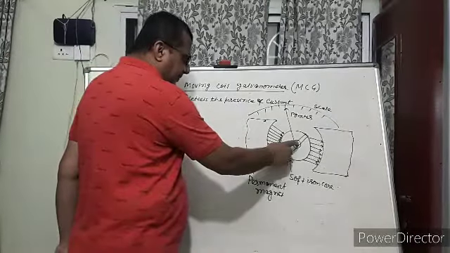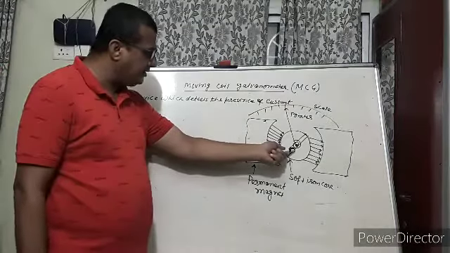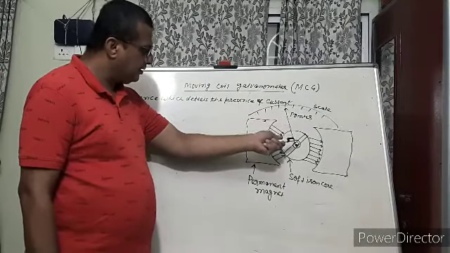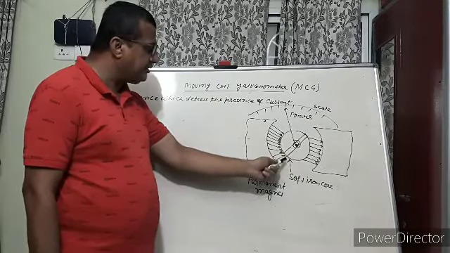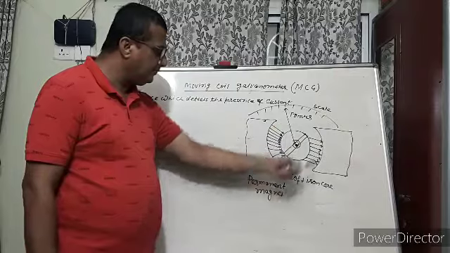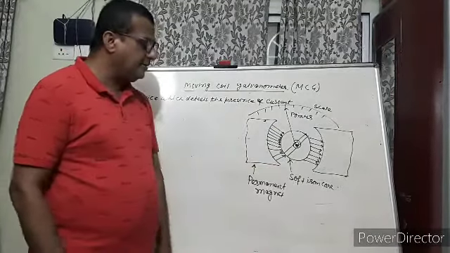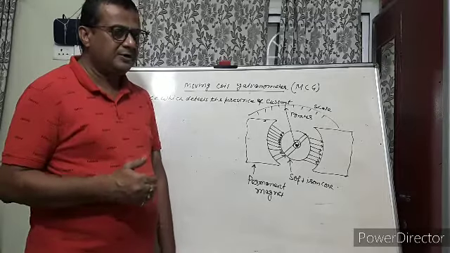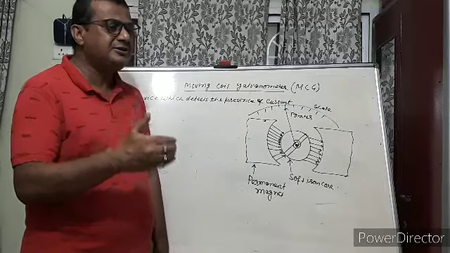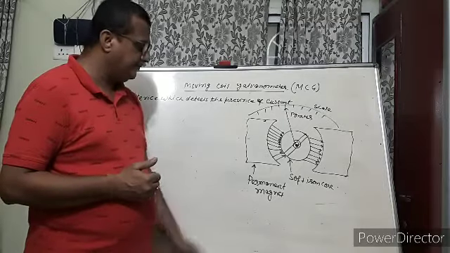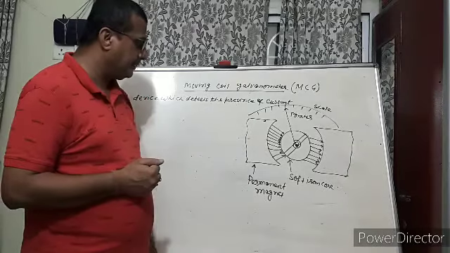The pointer is attached to the spring, which is attached to the cylindrical core made of soft iron. This soft iron helps in increasing the magnetic field. So soft iron is taken, as its permeability is very high.